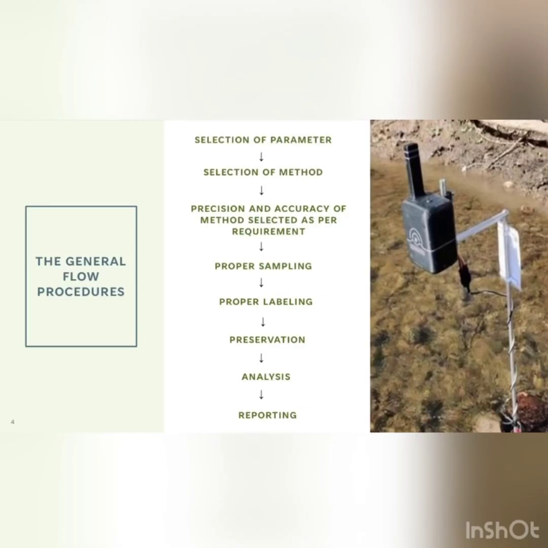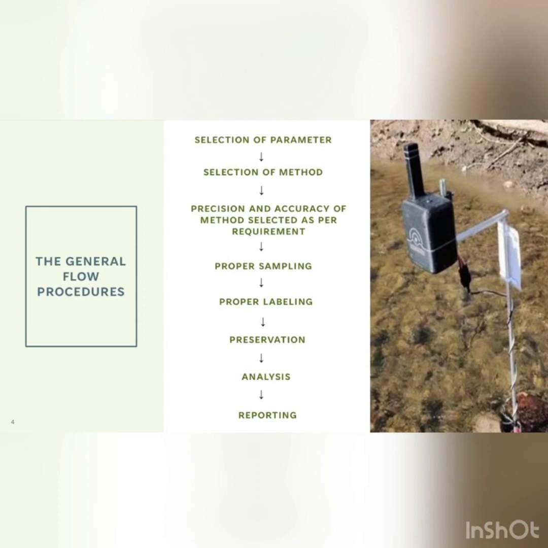Now we move to the general flow of procedures for water quality analysis. First is selection of parameters. Second is selection of methods. Third is precision and accuracy of methods selected as per requirement. Fourth is proper sampling. Fifth is proper labeling. Sixth is preservation, and then we do analysis and then reporting.